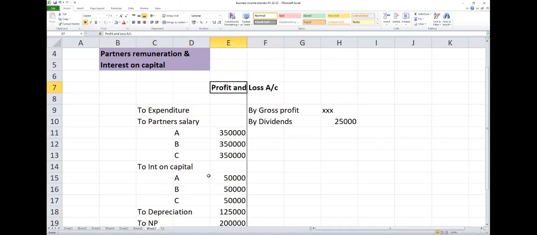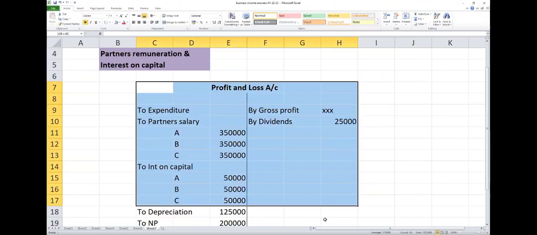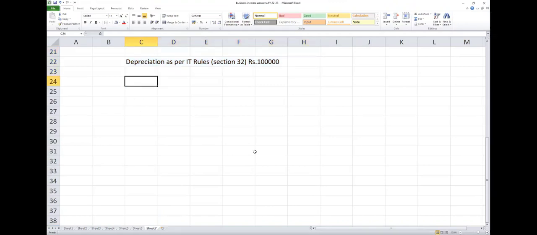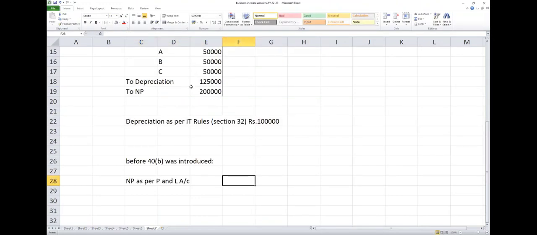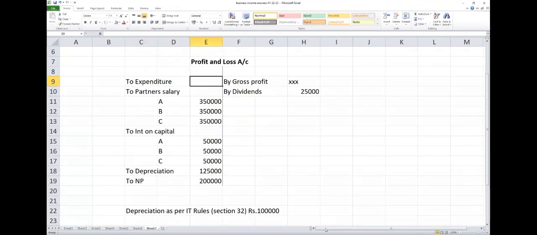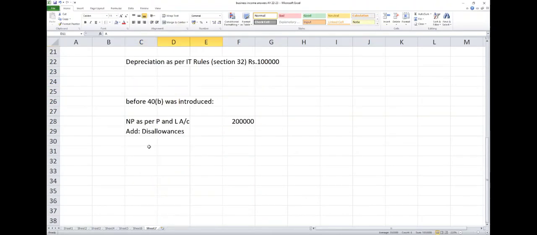Okay. Now, students, before 40B, what used to happen? How to compute business income? Business income was calculated before section 40B was introduced. Net profit as per P&L account. What is the net profit? 2 lakhs. I'm talking about before 40B. Disallowances. Some business expenditure was allowed, but partners' remuneration was not allowed as an expenditure. Partners' remuneration would be disallowed in the hands of the firm before 40B.